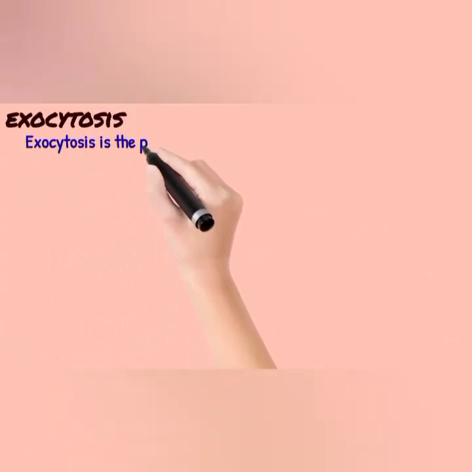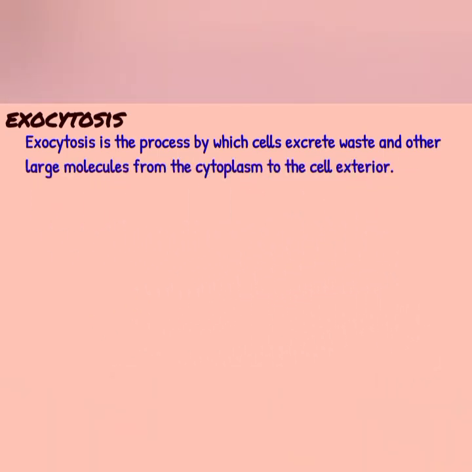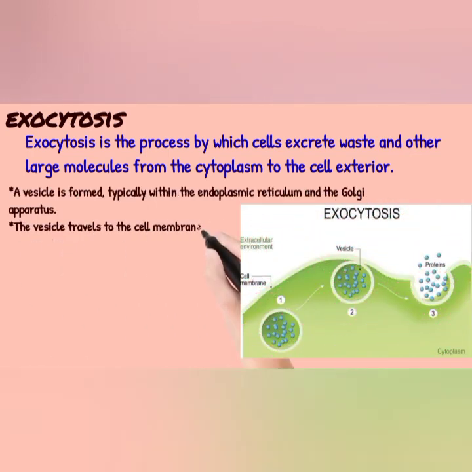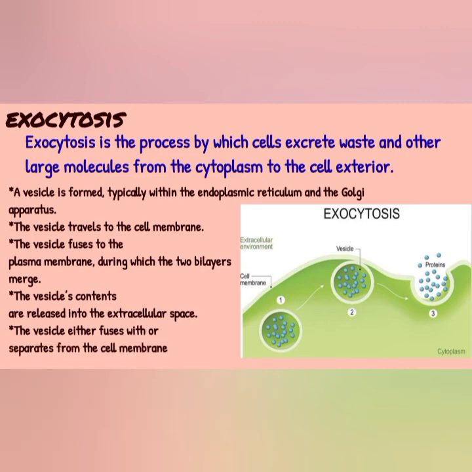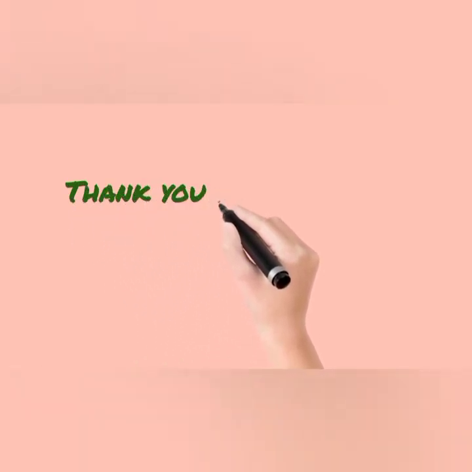Next we come to exocytosis. So it is the process by which cells excrete waste and other large molecules from the cytoplasm to the cell exterior. In the diagram you can see how a vesicle is formed and it travels to the plasma membrane, and there the bilayers merge together and then the contents are released into the intracellular space. This was all about the plasma membrane.